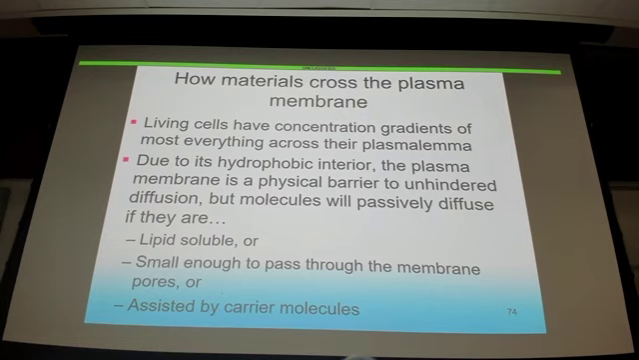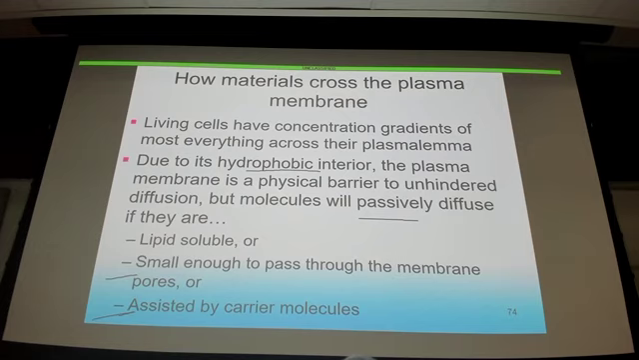When you look at cells, the plasma membrane is hydrophobic. So anything that's water soluble is not getting through there without help. Some molecules can passively diffuse. Anytime you hear passively, that means it was not assisted, it didn't use energy, it just happened. So if it's lipid soluble, as we saw earlier, or small enough to pass through, it can. Otherwise it has to be assisted by carrier molecules.